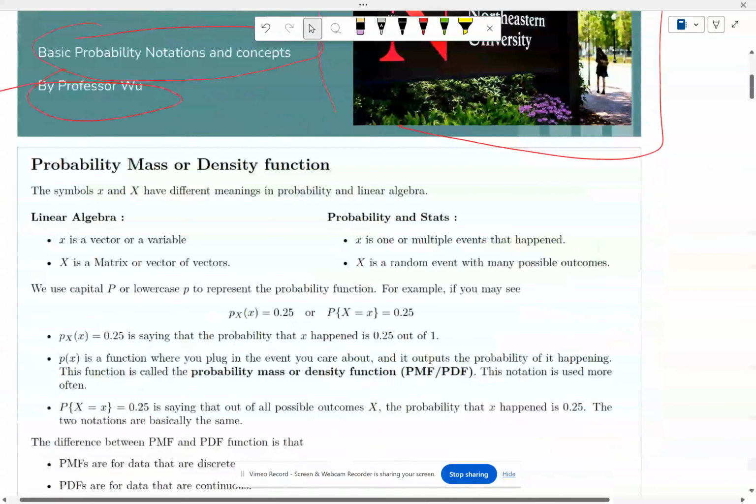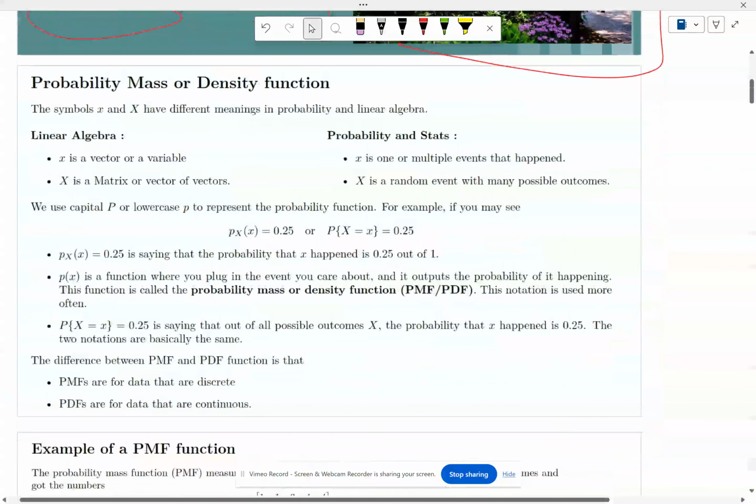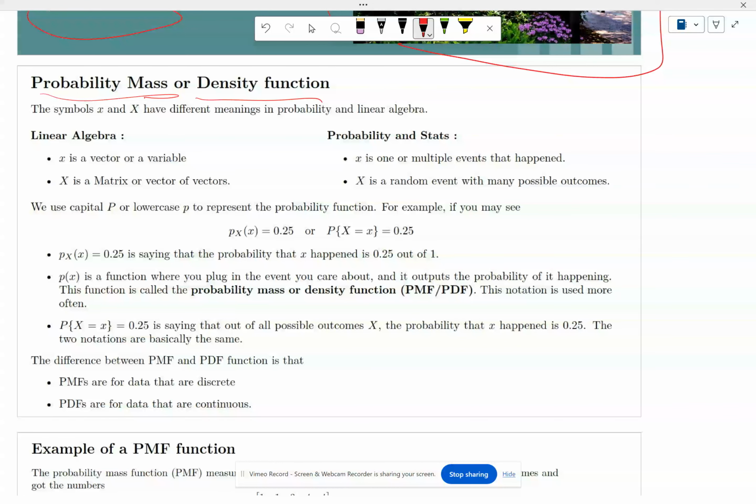Now, the fundamental concept with probability is probably the probability mass or the probability density function. The idea is really simple. It's a function where you put in the event and it will tell you the likelihood of that event.